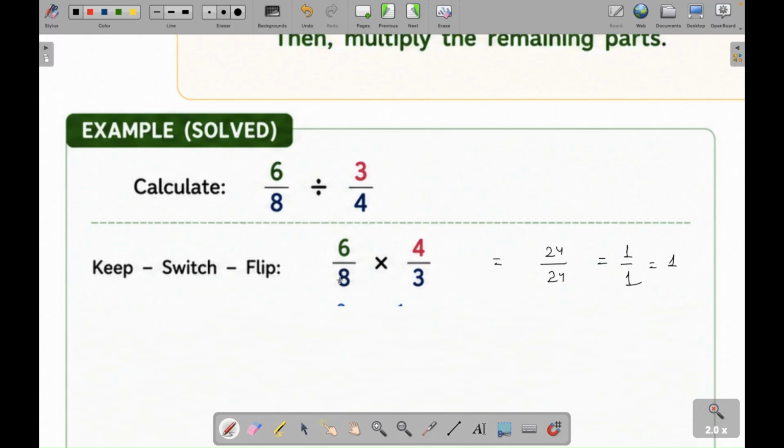What is an alternate way to solve this? First of all, we check whether 6 has something in common with the denominator. So 6 and 8, do they have something in common? Yes, they have 2 in common. So we divide 6 by 2, we get 3. We divide 8 by 2, we get 4. Now does 3 have something in common with 4? No. 3 has something in common with 3. Yes, 3. 3 divided by 3 is 1 and 3 divided by 3 is 1.